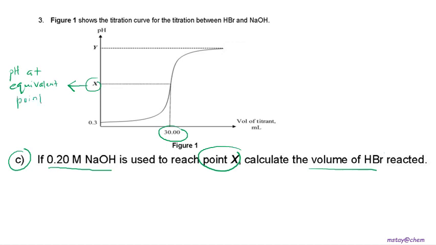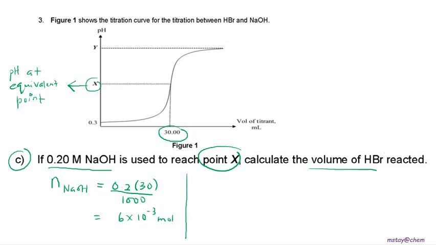So as we understand, the definition of equivalent point is where all the acid and base react completely. So if we want to know the volume of the HBr, we need to find out the number of mole of NaOH. So how are we going to know the number of mole of NaOH? Given the concentration is 0.2 molar, and the volume added is 30 ml, we have to convert by 1000, which will equal 6 exponent negative 3 mole.